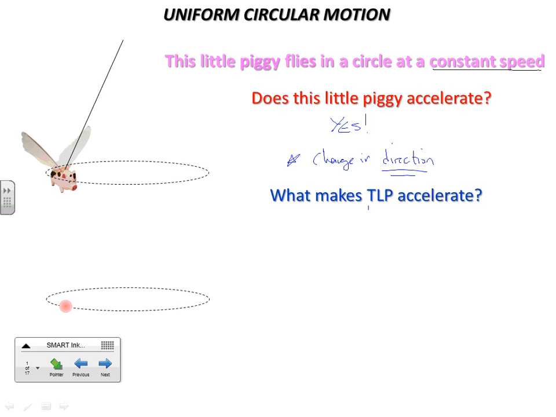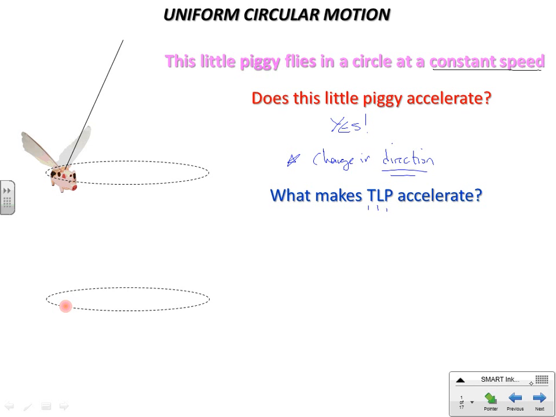Well, what makes this little piggy accelerate? Well, what makes anything accelerate? The fact that there's an unbalanced force. All right, what is the unbalanced force here? Well, if we look at the pig, we have a force like this, tension. We have a force like this, mg. This tension force has components, Ty, and then this one that points in, for now I'll call it Tx.